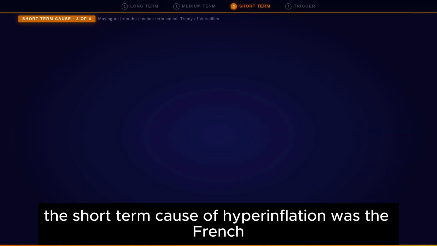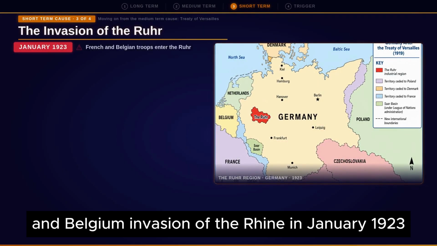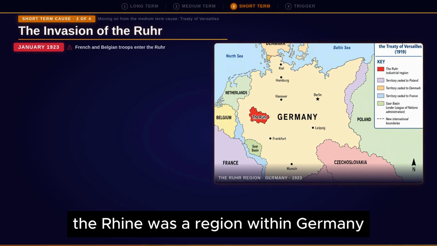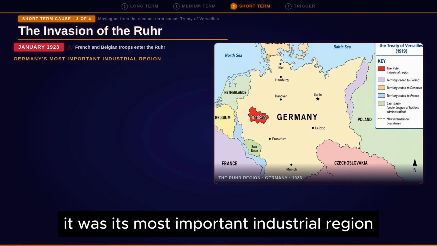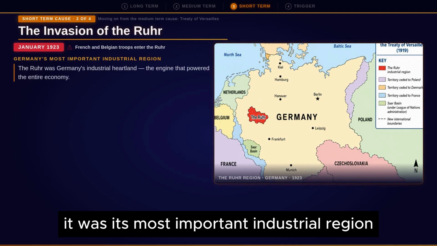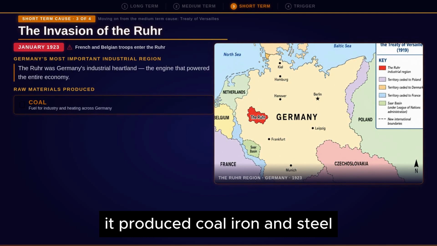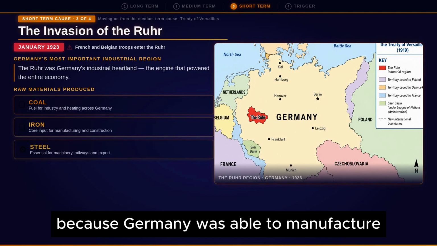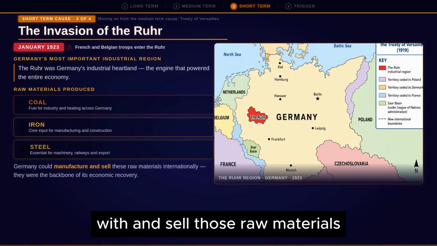The short-term cause of hyperinflation was the French and Belgian invasion of the Ruhr in January 1923. The Ruhr was a region within Germany. It was its most important industrial region. It produced coal, iron and steel, which were essential for the German economy because Germany was able to manufacture with and sell those raw materials.